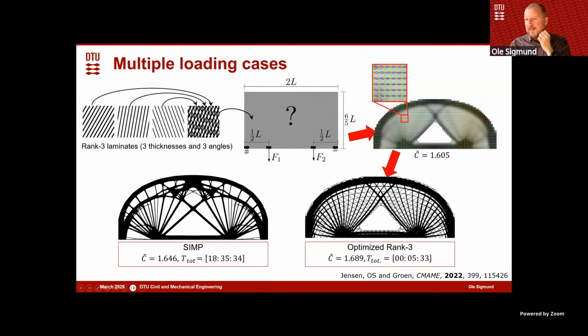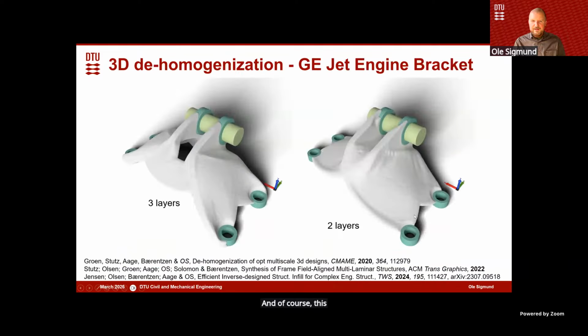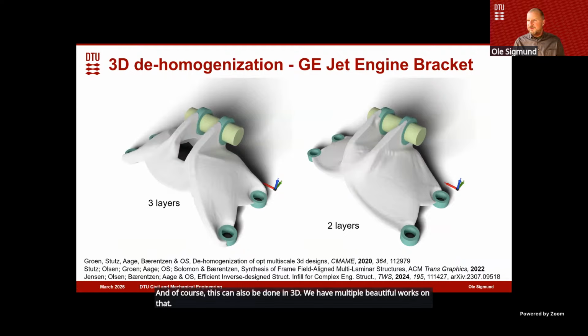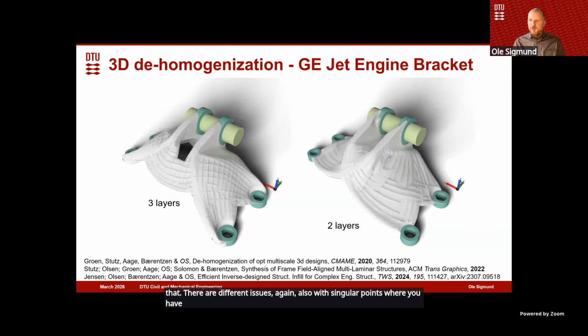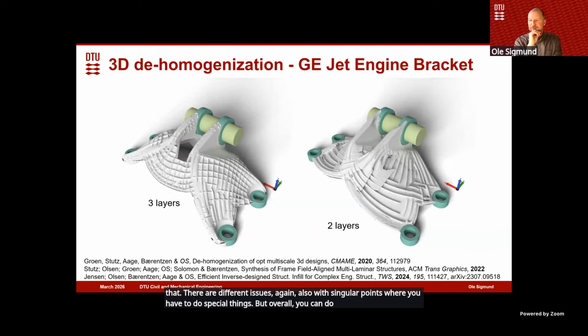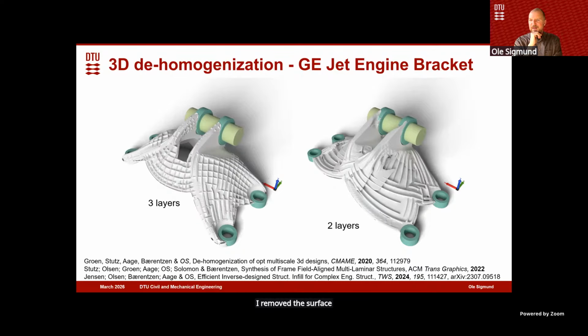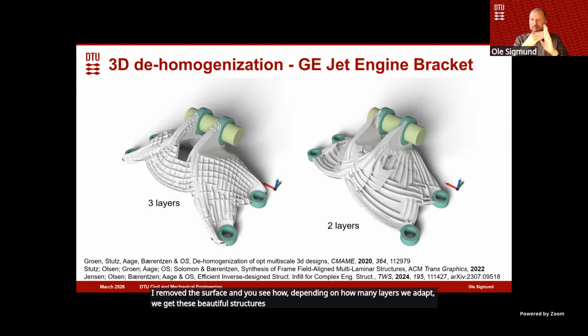Right, and of course this can also be done in 3D. We have multiple beautiful works on that. There are different issues, again, also with singular stress, singular points where you have to do special things, but overall you can do very beautiful structures here. This is the classical bracket example. I remove the surface and you see how, depending on how many layers we adapt, we get these beautiful structures that locally adapt to the principal stress directions.